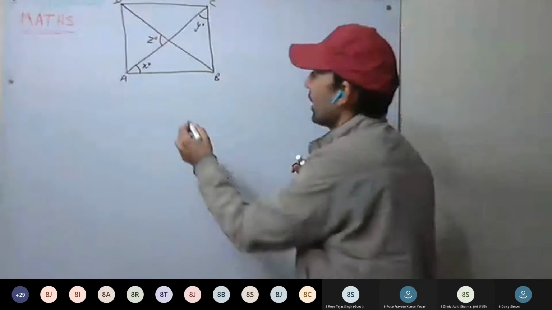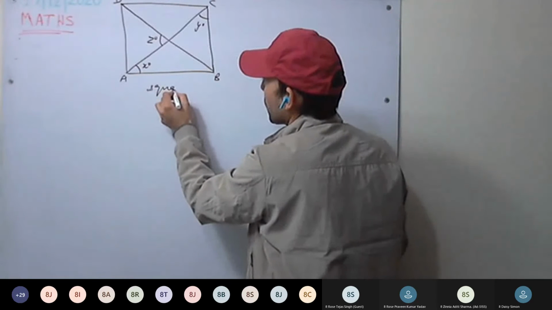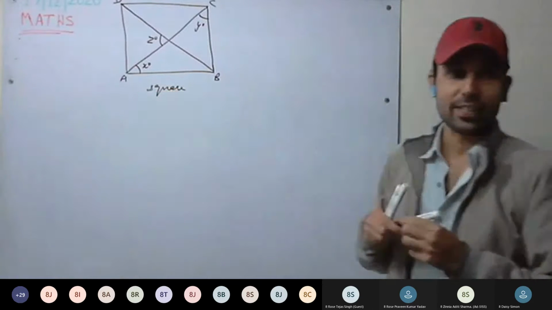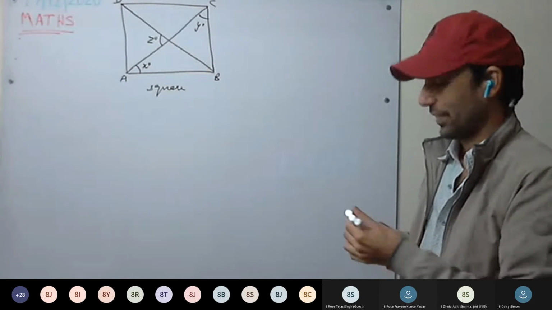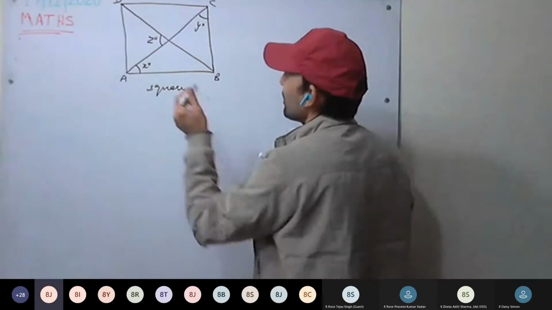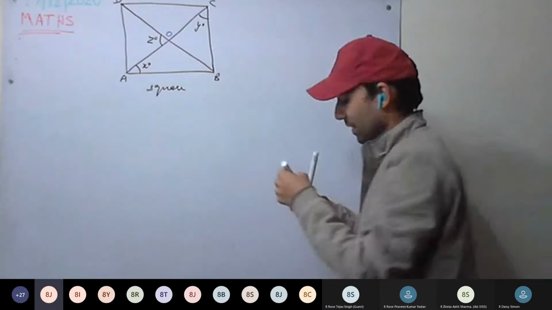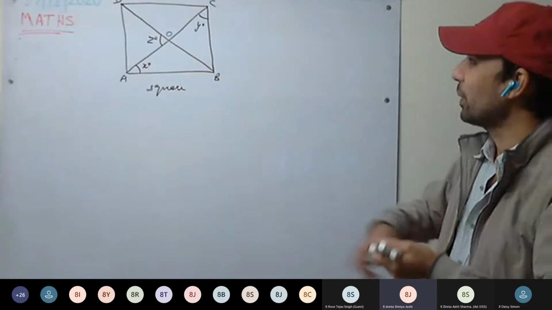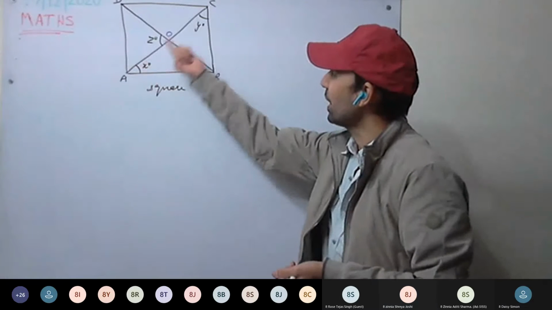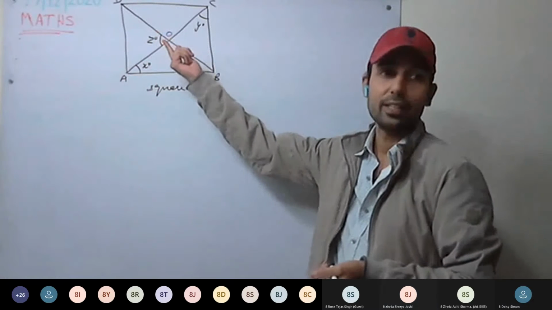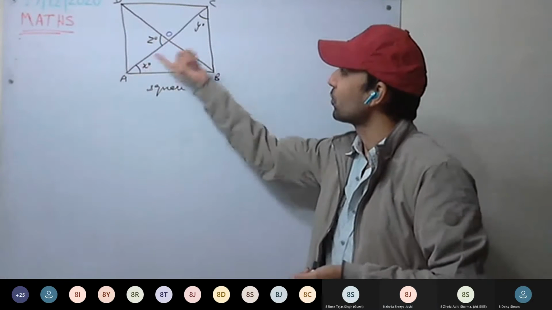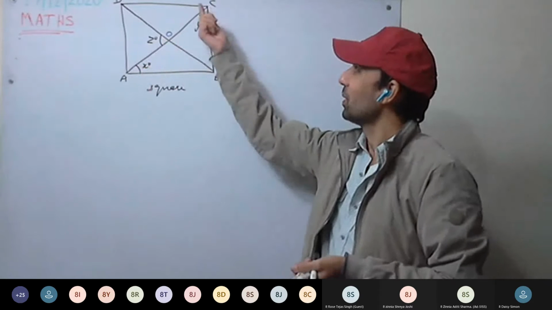And it's a square that is given. So now how can you calculate z? Can you tell what will be the value of z? 45 degree, because the diagonal bisects the angle. Yes. Okay, one minute. It's a very easy question.